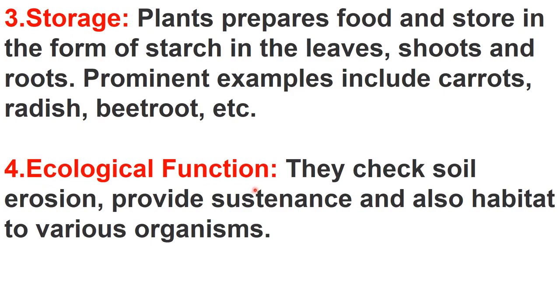Next is ecological function. Roots help in checking soil erosion, because roots can bind the soil. Wherever a plant is present, the roots of the plant bind the soil particles, and that's why soil erosion is avoided in that area. Roots also provide sustenance and habitat to various organisms. So plants are the habitat for many organisms, and it is helping in maintaining the ecological system also, right?